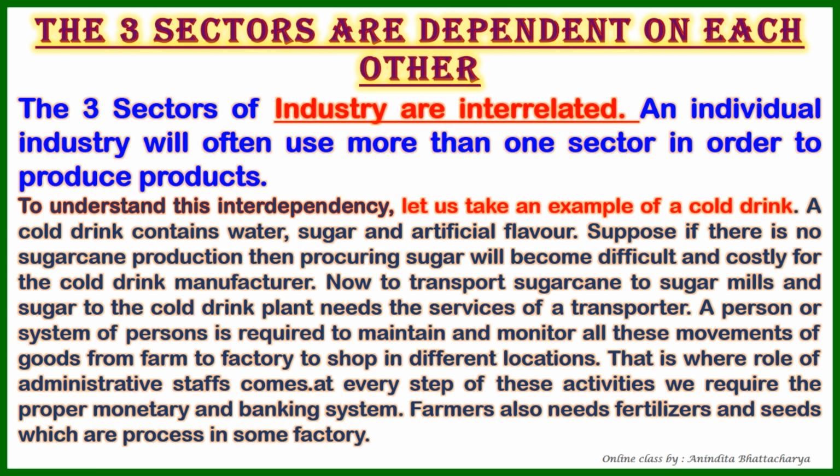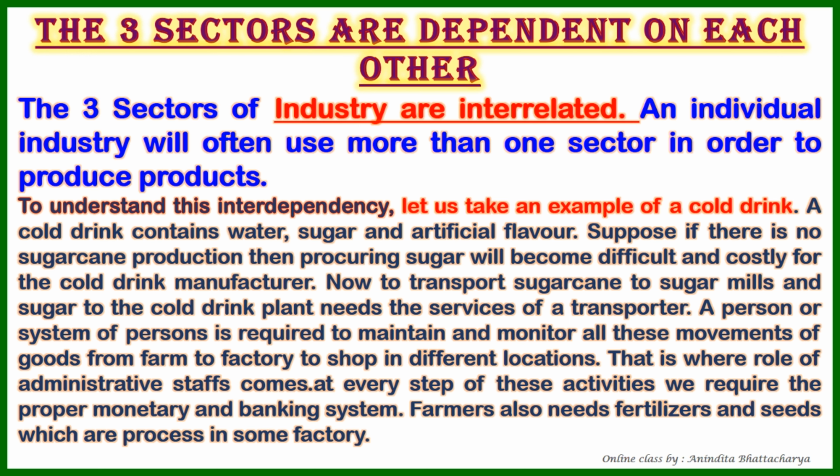Sugarcane manufacturing industries. Now, to transport sugarcane to sugar mills, and sugar to the cold drinks plants or industry, needs the services of a transporter. So a person or system of persons is required to maintain and monitor all this movement of goods from farm to factory to shop in the different locations, and that is where the role of administrative staff comes in.